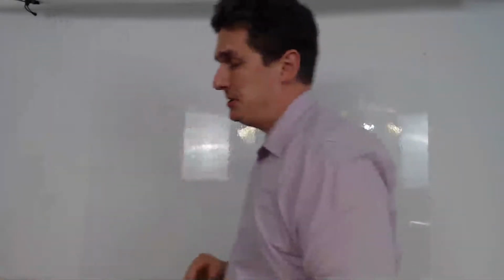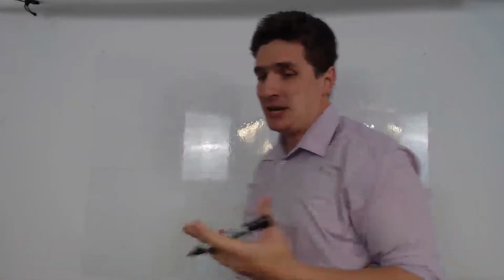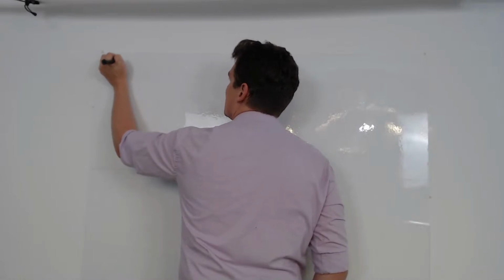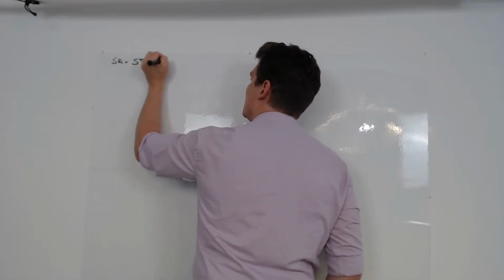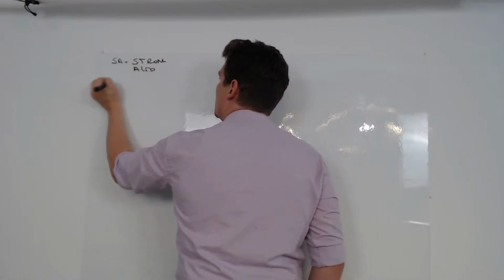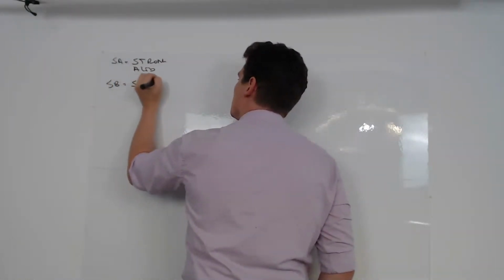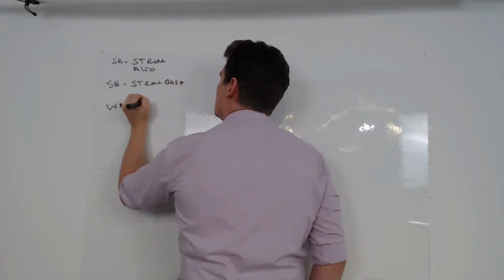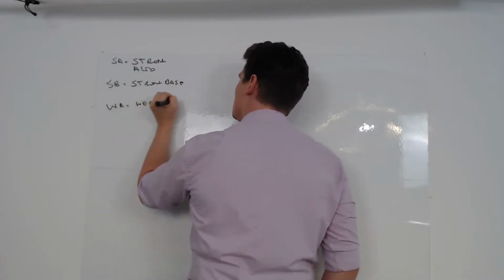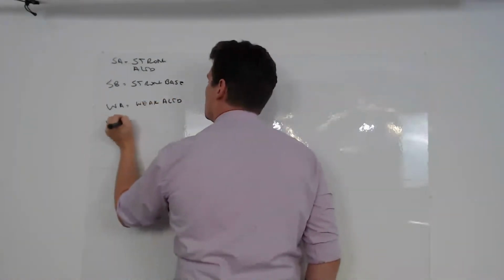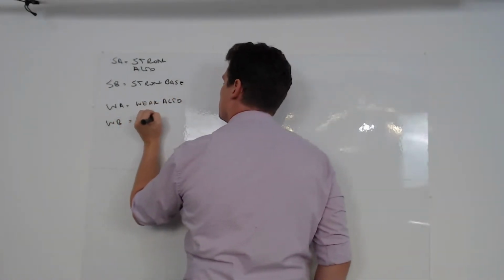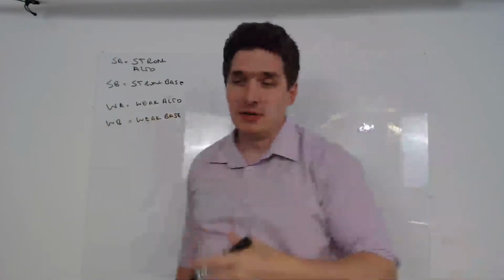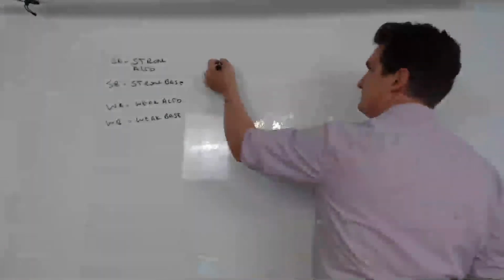So when it comes to titrations, there's all types of combinations. So we're going to use the abbreviation SA is strong acid, SB is strong base, WA is weak acid, and WB is weak base. So we'll start simple and we'll look at a strong acid versus a strong base titration.